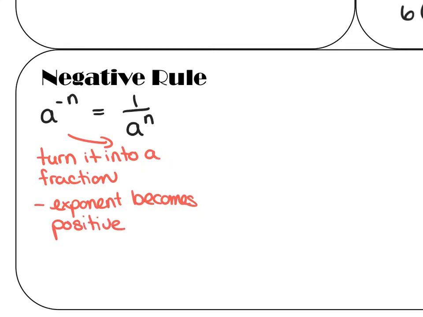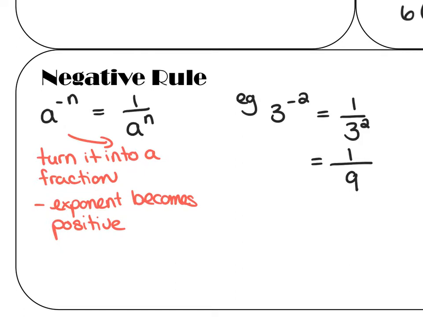It makes a lot more sense when we do this with numbers. So let's try an example. Let's say I had 3 to the negative 2. What you're going to do is take that 3, turn it into a fraction of 1 over 3. And then the exponent becomes 2. If you wanted to solve this further, it would just become 1 over 3 times 3, or 3 squared is 9. So your whole answer becomes 1 over 9.